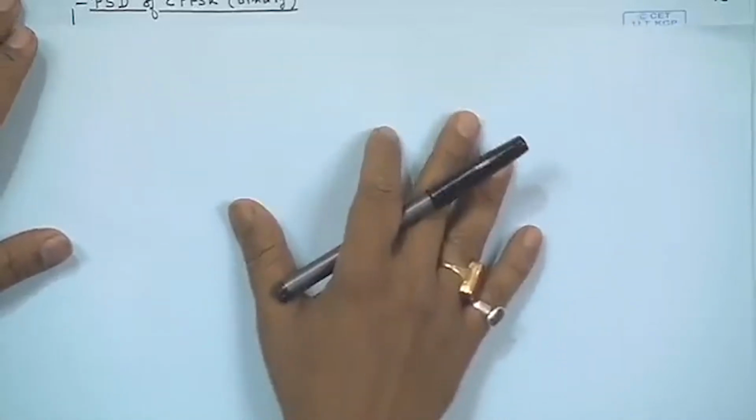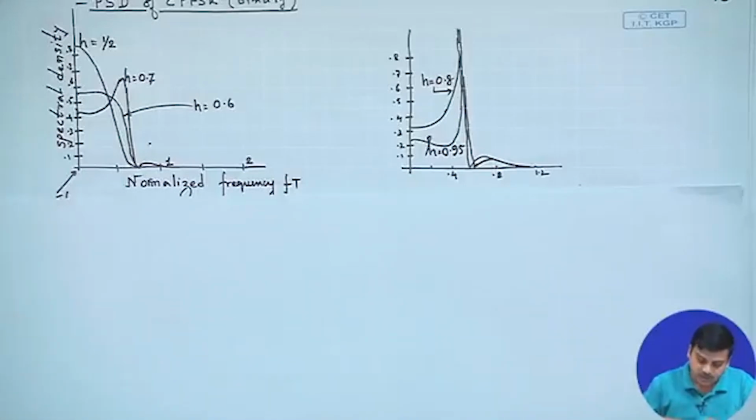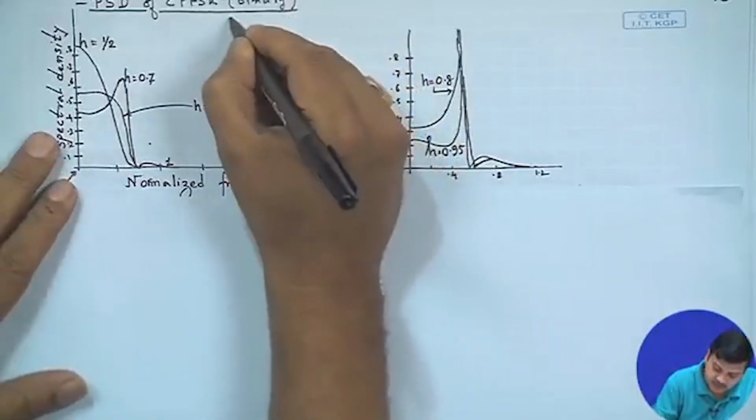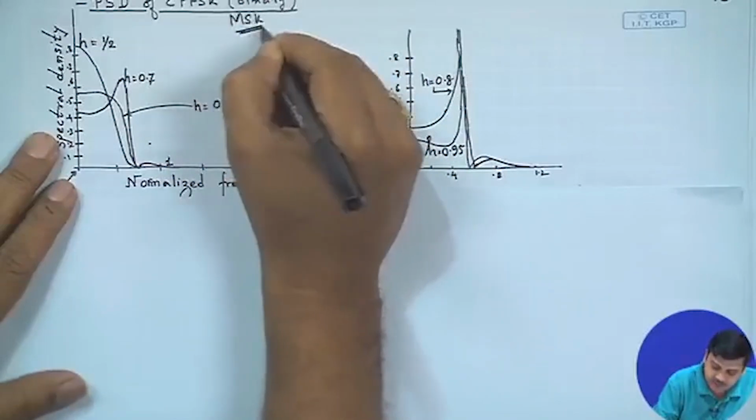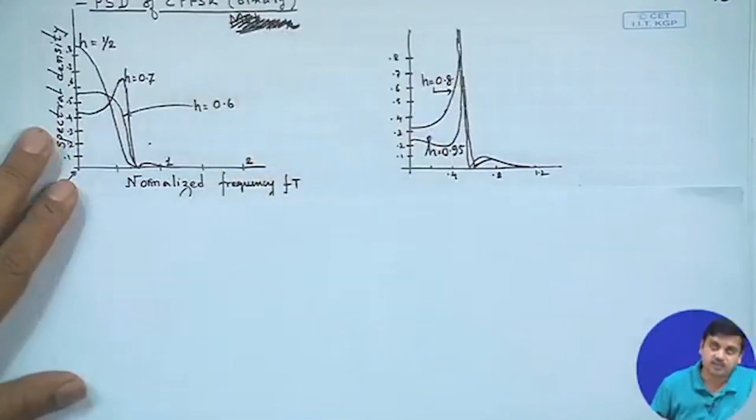Before I go into this, I would like to remind you that in a binary CPFSK signal, the modulating signal I N has 2 values, plus 1 or minus 1. Sorry, I stated something else. In case of MSK, we said you had H equal to half. So, please do not take my previous statement. In case of MSK you had half.